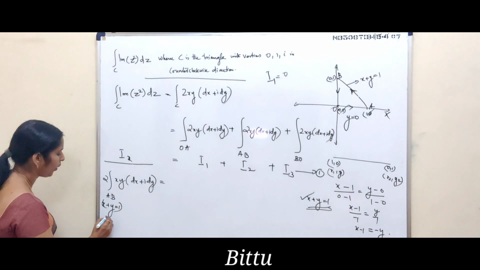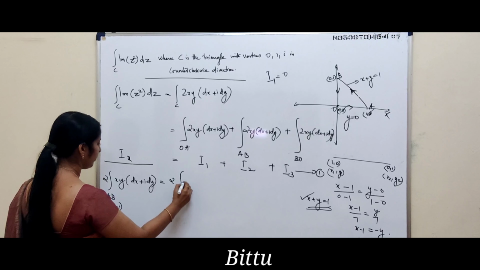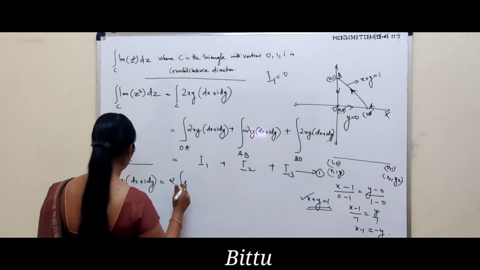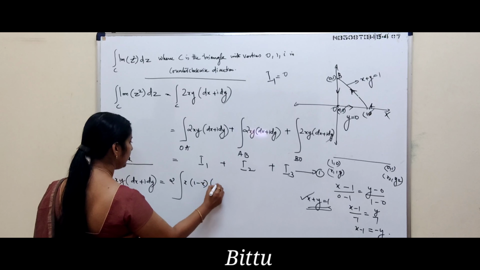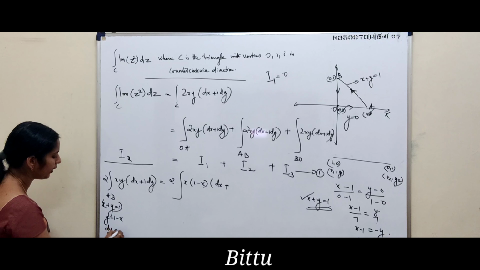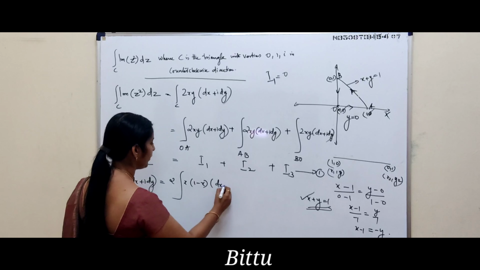Here, y is 1 minus x. I wish to express it completely in terms of x. So, we have to replace y. So, 2 into x, and I am replacing y, which is 1 minus x, dx plus, what is dy? Since y is 1 minus x, dy is minus dx. So here, minus i dx. You can also replace x, then completely in terms of y. Anyway, both answers will be unique.